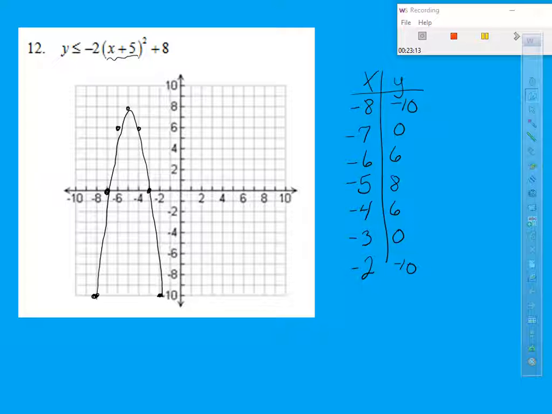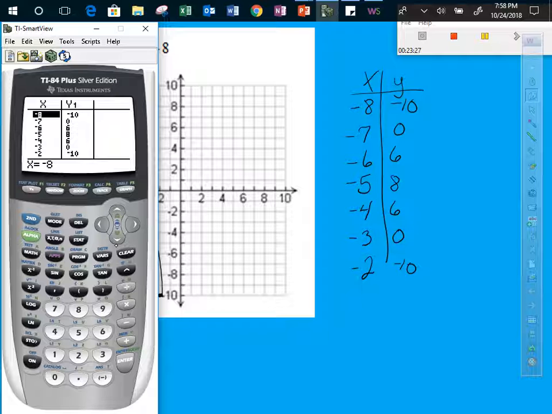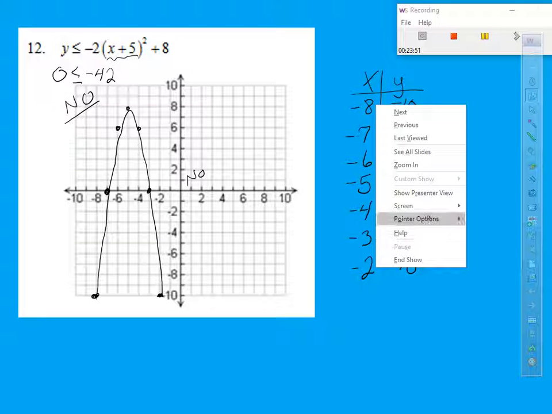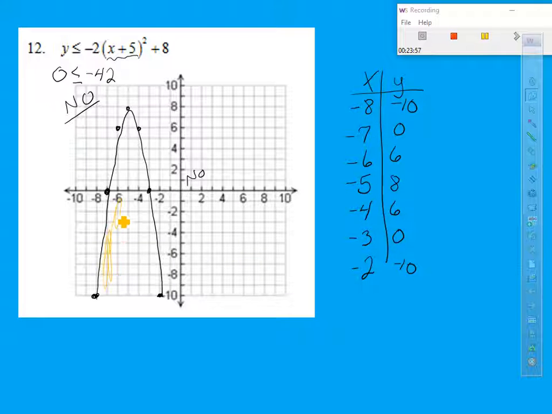Now we got to decide, so write down 0 in place of the y. Now, I don't have 0 in my chart this time, so I'm going to look in my calculator. I'm going to see what the value was at 0. At 0, my answer was negative 42. See that right there? So I got 0 is less than negative 42. So you ask yourself, is 0 less than negative 42? The answer is no. So I don't want to shade where 0, 0 is. I'd like to shade the inside. So in this case, I'm going to shade on the inside.